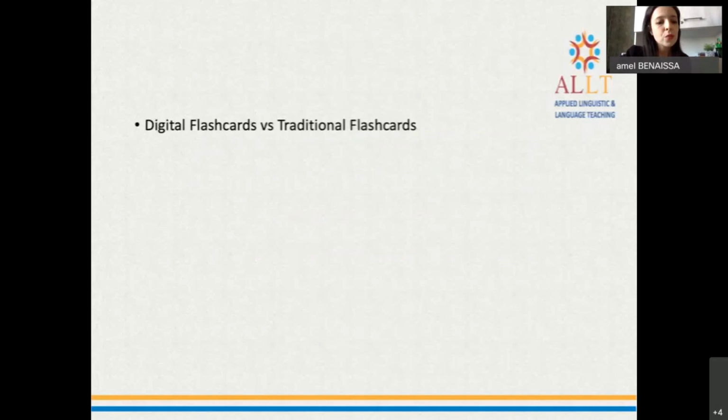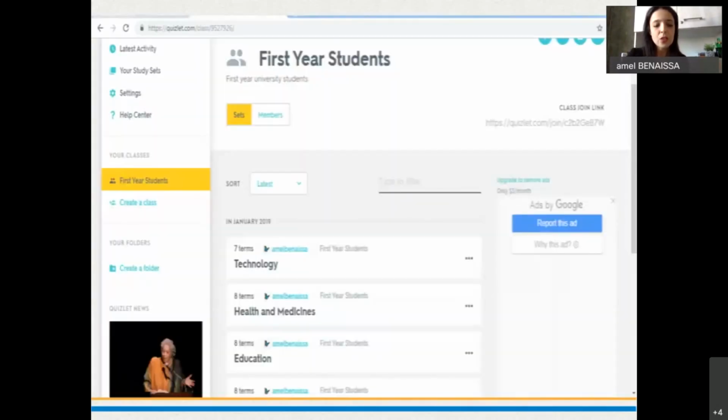The difference between traditional flashcards and digital flashcards is that traditional flashcards come only in the form of written text, but digital ones are visual. They are both acoustically and visually stimulating, which can really help students learn and memorize the words better. So this is just a screenshot of my space with my students.